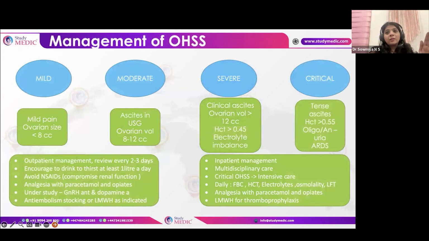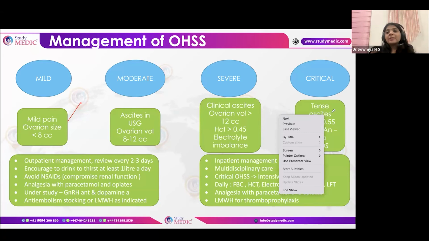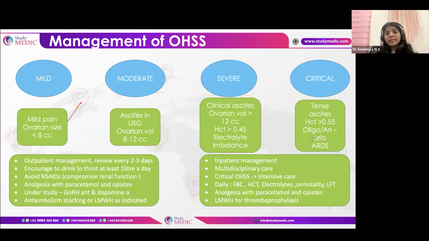There are different types: mild, moderate, severe, critical. Always think of VTE risk assessment for them. And these are the categories: mild is bloating, moderate is when the ovaries start at 8 to 12 cm, but nausea and vomiting would be added, and ascites on ultrasound. In severe, there is ascites and ovaries more than 12 cm. They start getting hematocrit rising, dehydration, electrolyte imbalance. Critical: tense ascites, obviously hematocrit increases, oligoanuria, ARDS, kidney failure. It could be really severe.